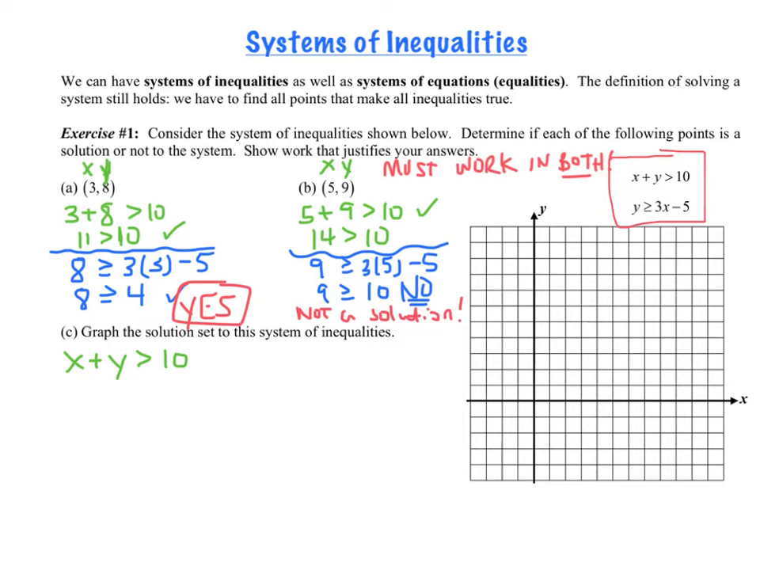All right, so the first thing I need to do from last class is get y by itself. So how do I do that? I'm going to go ahead and subtract x from both sides. So I would get y is greater than 10 minus x.